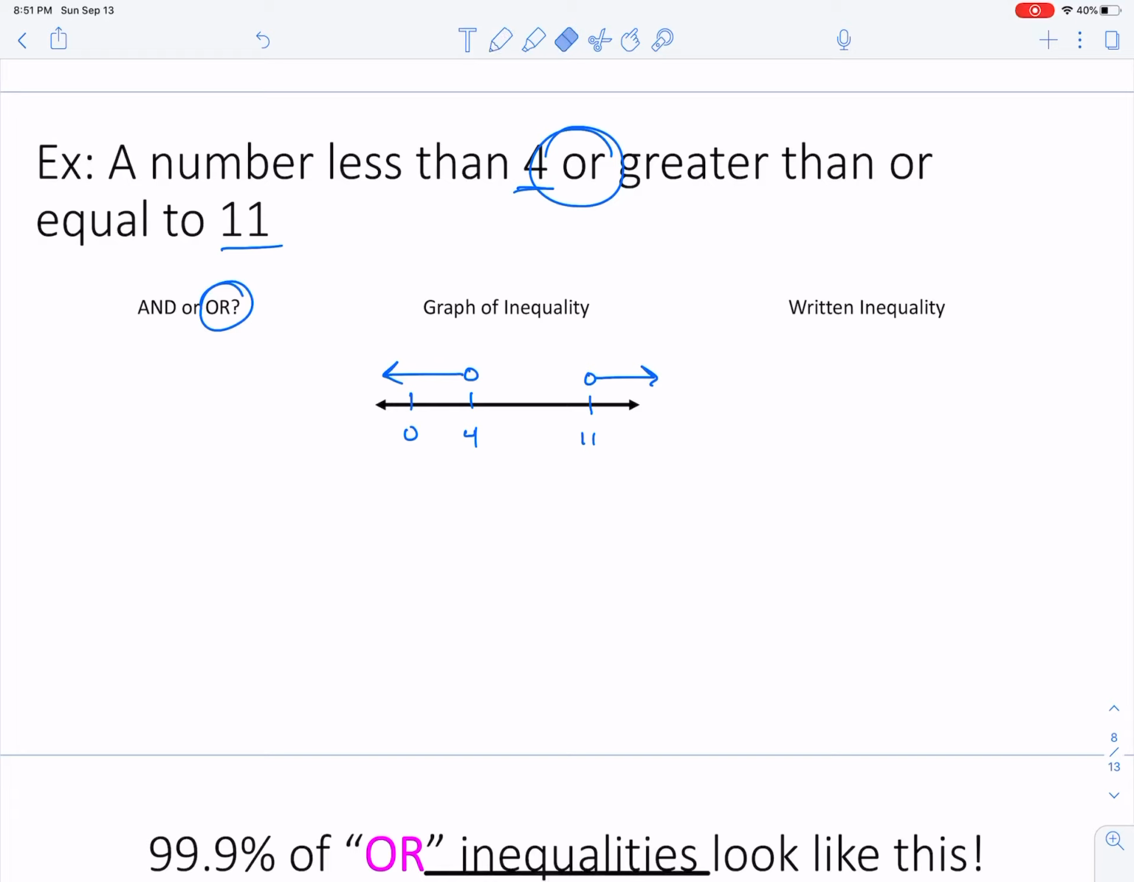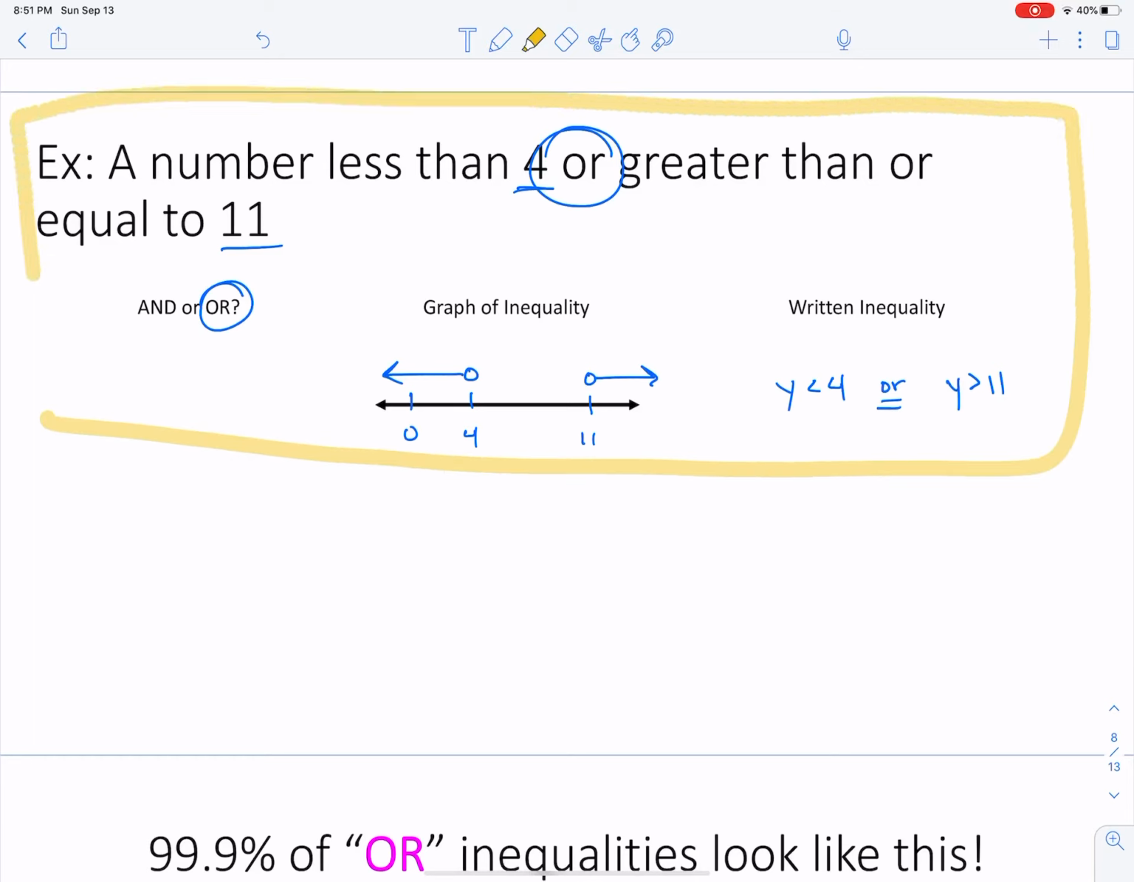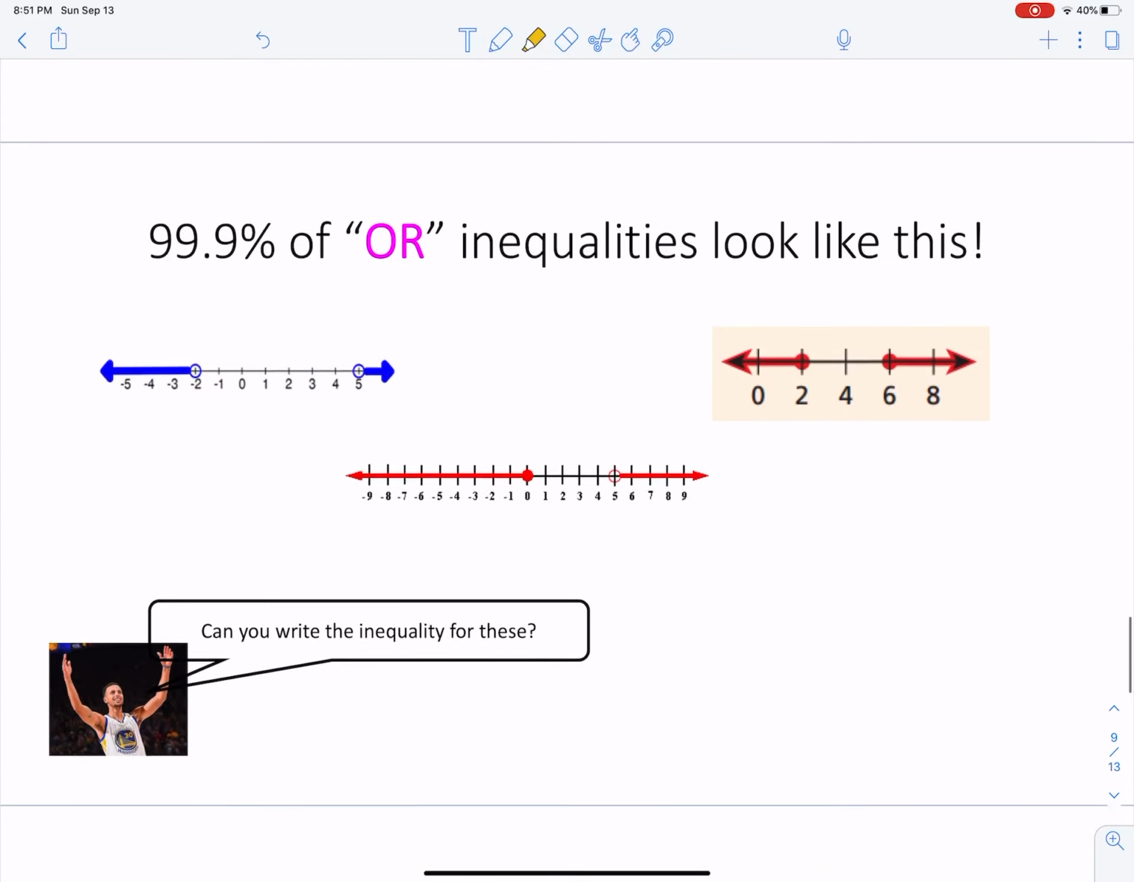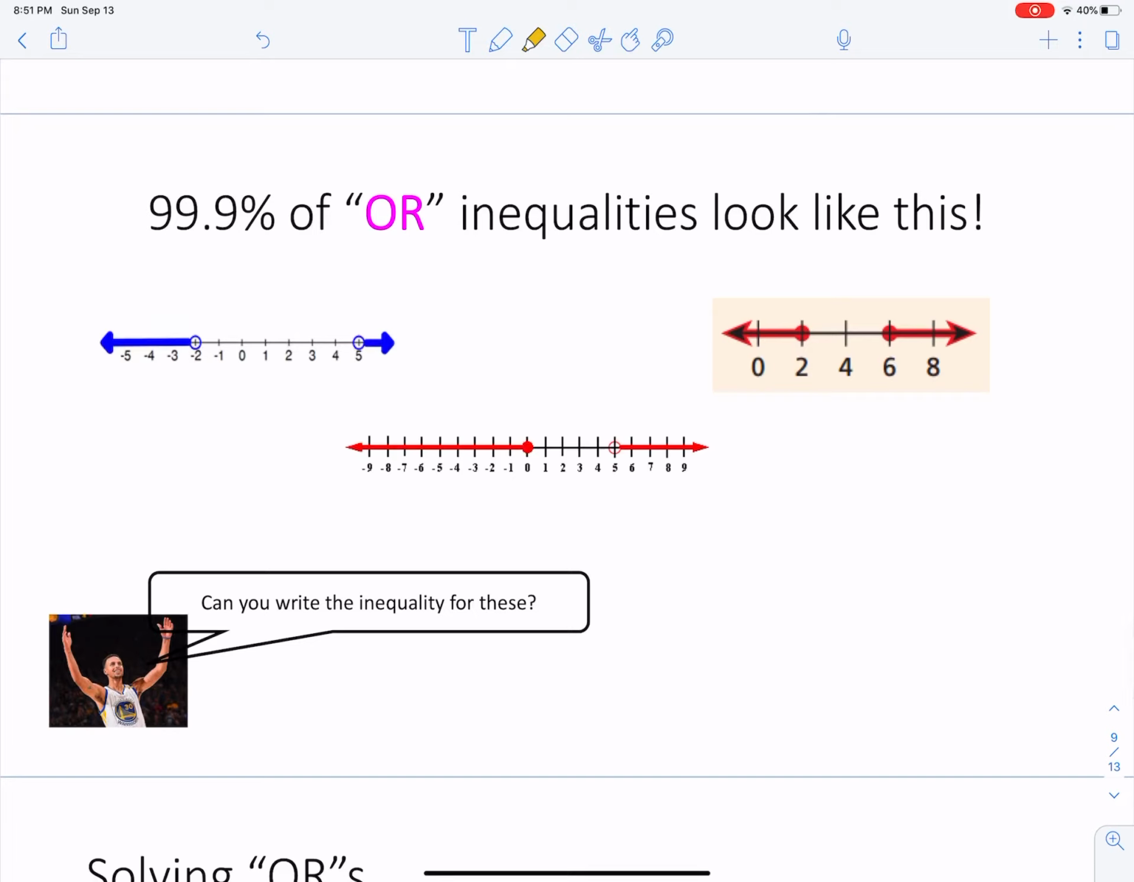And when we write these, we can use any variable that you like. We've been using y, so a number less than 4, or, don't forget to write or in here, it's the only one with a word in there, y is greater than 11. You are definitely going to write this section down. So 99% of or inequalities look like this, if you see those two directions that we went in.